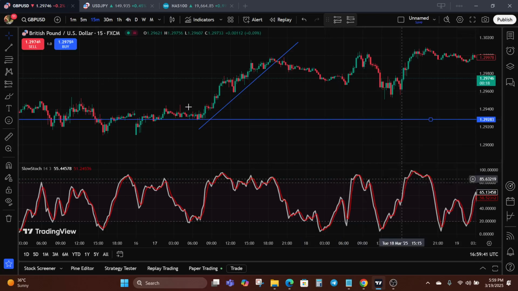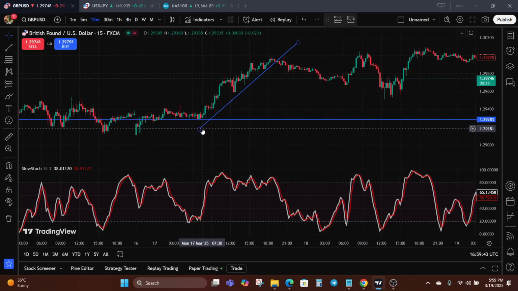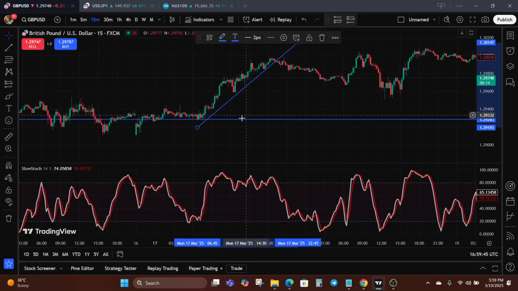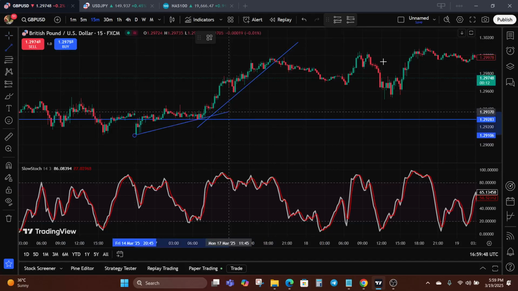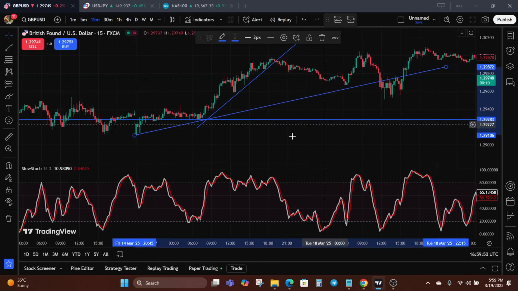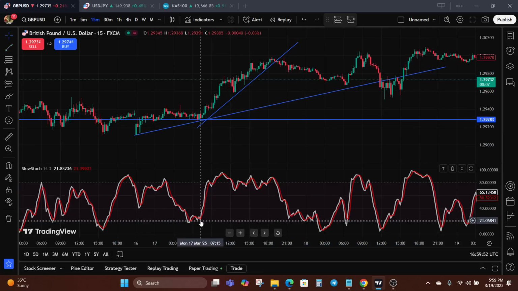Price was just bouncing off a notable support zone, and you can see that this trend line shows that this is actually a bullish trend. So as a result of that, there was a confluence. This signal was a very, very valid signal.